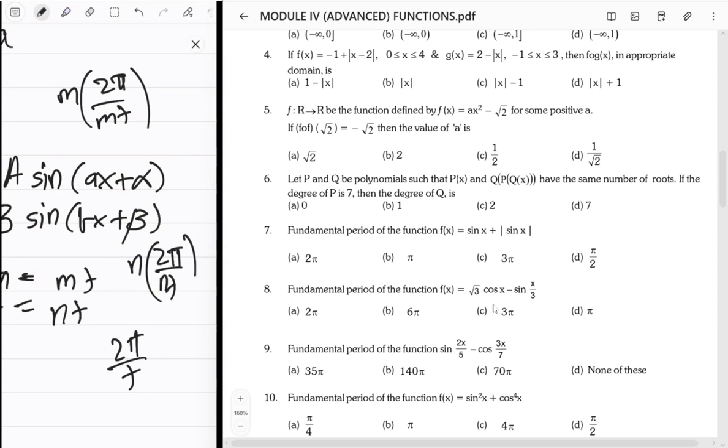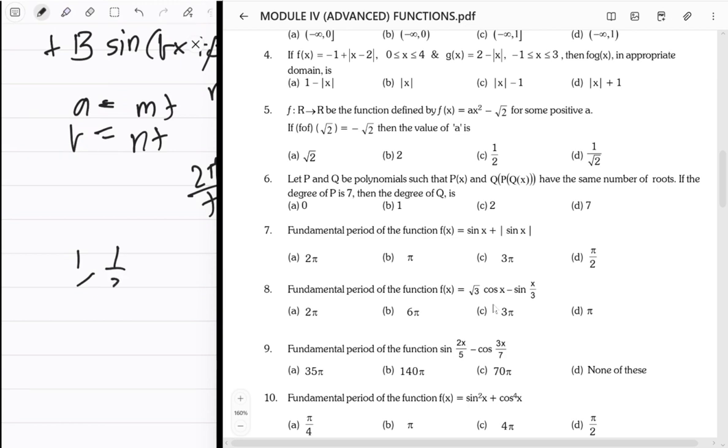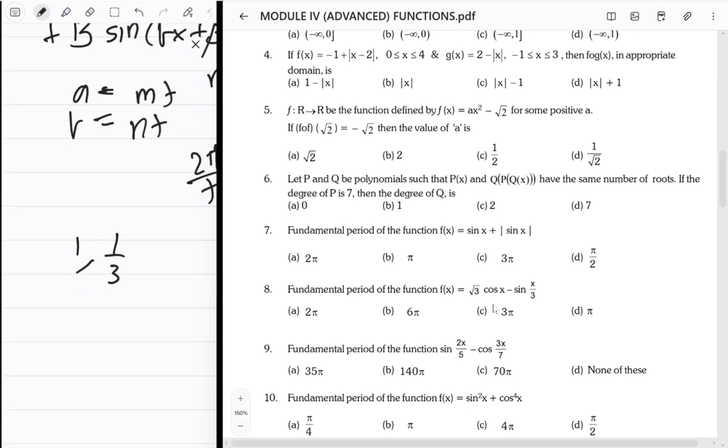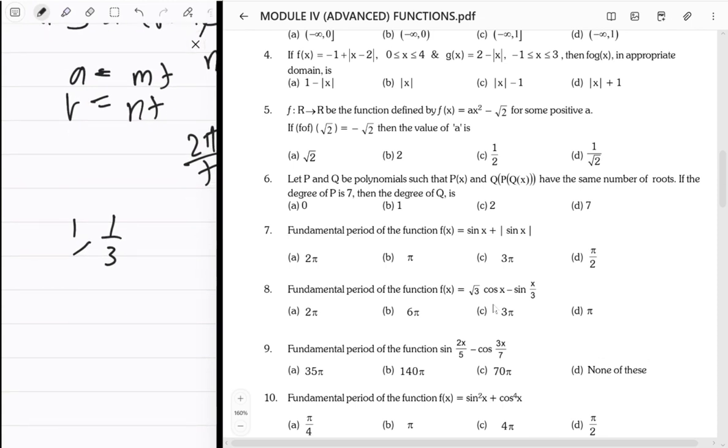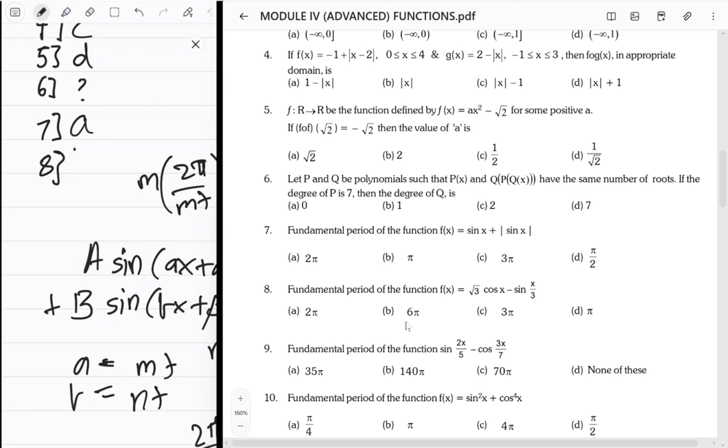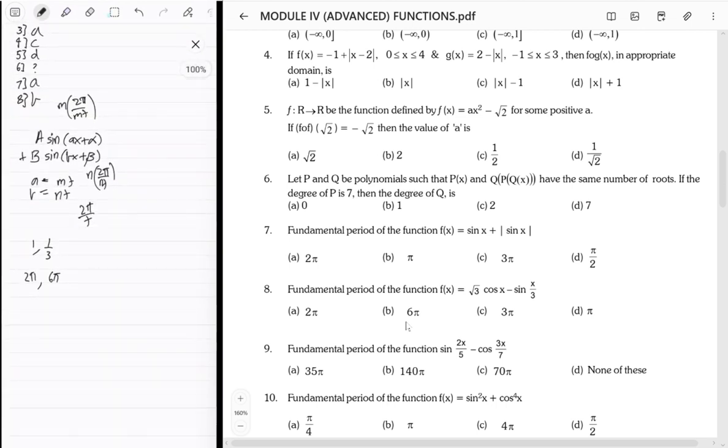In this particular case, we have 1 and 1/3 as the a and b values. So what's the LCM of 2 pi and 6 pi? 6 pi, of course. Makes sense. 6 pi is the period. B is the answer. Just go and read that thing that I made. That is a proof of why this works.